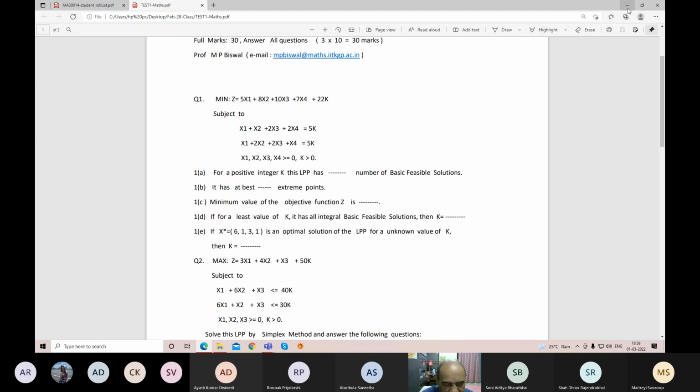Okay, all the 6. Whenever you see the system A into x equal to b, if some of the variables you are setting 0, then it will be B into x equal to b, where capital B is the basis matrix. And you have a solution if the determinant of B is non-zero.